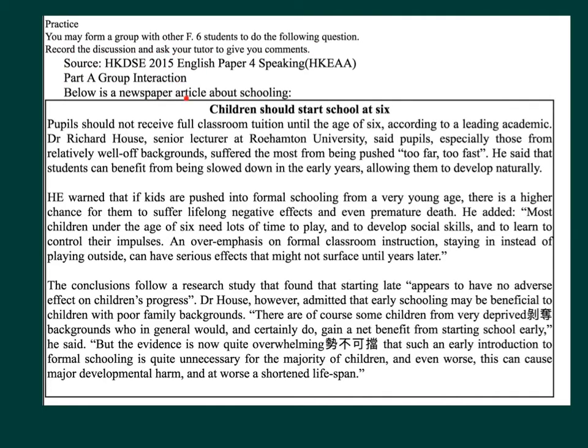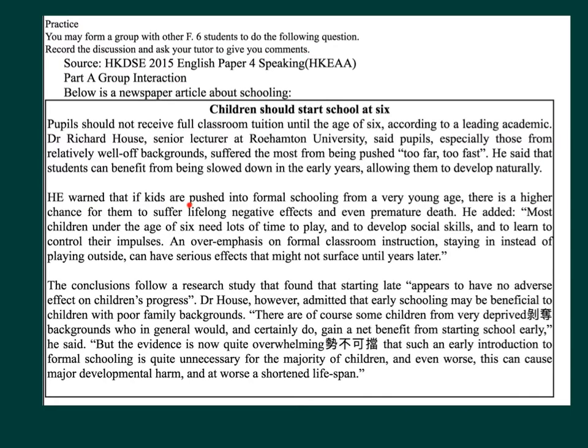Below is a newspaper article about schooling. Children should start school at 6. Pupils should not receive full classroom tuition until the age of 6, according to a leading academic. Dr. Richard House, senior lecturer at Roehampton University, said pupils, especially those from relatively well-off backgrounds, suffered the most from being pushed too far too fast. He said that students can benefit from being slowed down in the early years, allowing them to develop naturally.